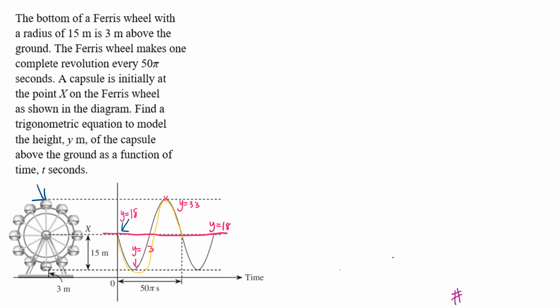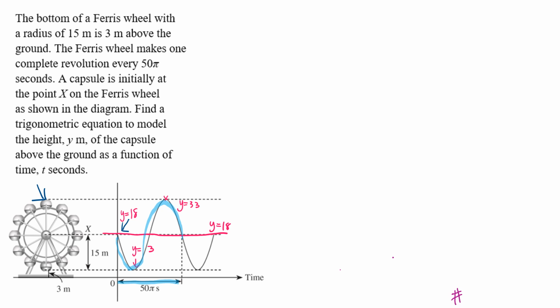Now my stylus pen is working. All right, so that is one cycle. One cycle is 50 pi seconds. 50 pi seconds gives you one cycle. That will be the period for this sine curve.